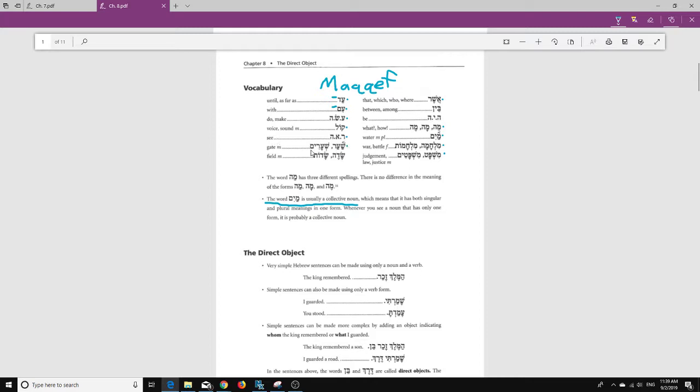Sha'ar, sha'arim, so singular, plural. This means gate. Sade, sadot, field. And notice here with sadot, even though it's masculine, it takes that feminine ending. Okay, so just be aware, this is a masculine word.